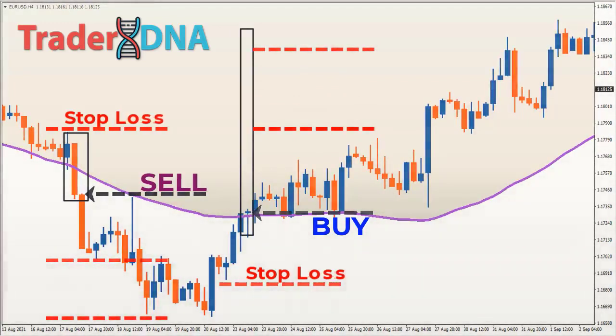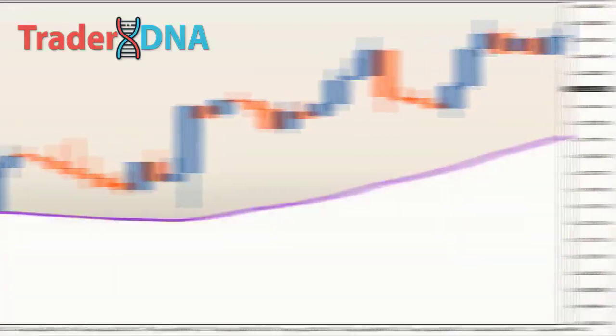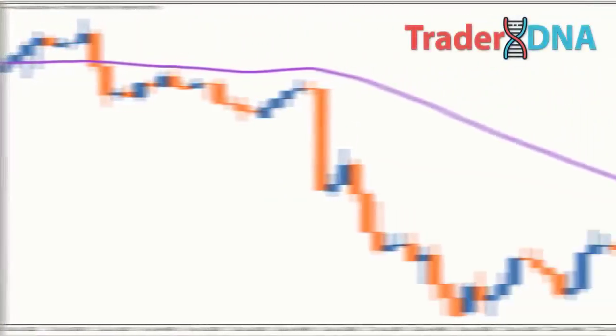Trading example with the 50-period moving average. Now let's approach a real 50-period moving average trading example.